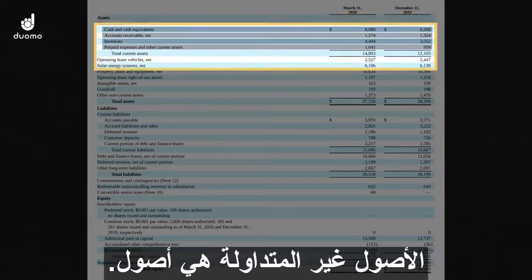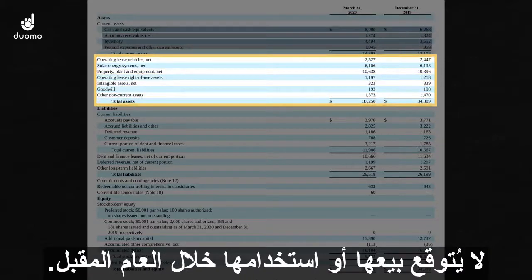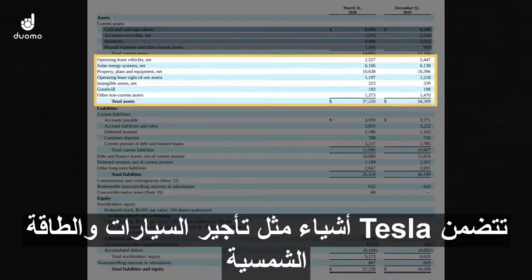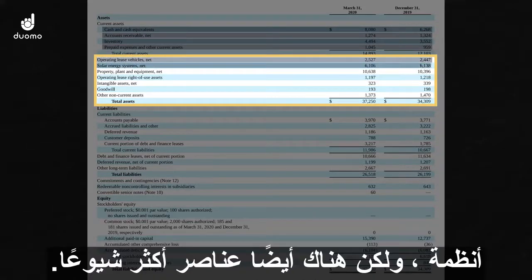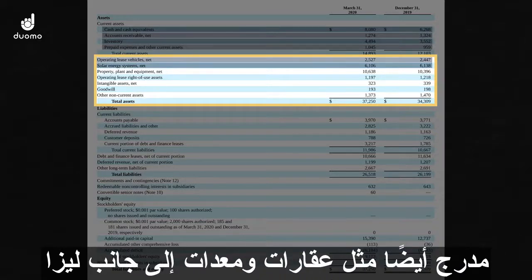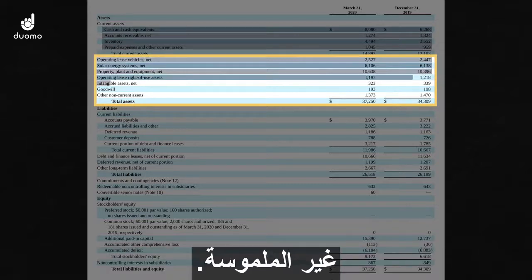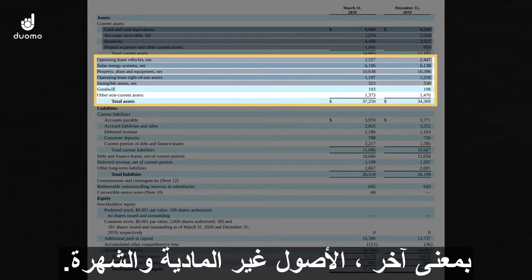The non-current assets are assets that are not expected to be sold or used within the next year. Tesla includes things such as lease vehicles and solar energy systems, but there are also more common items also listed, such as property, plant and equipment, along with leases, intangible, in other words, non-physical assets, and goodwill.